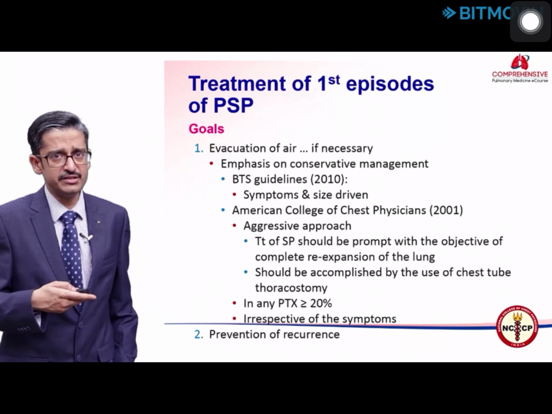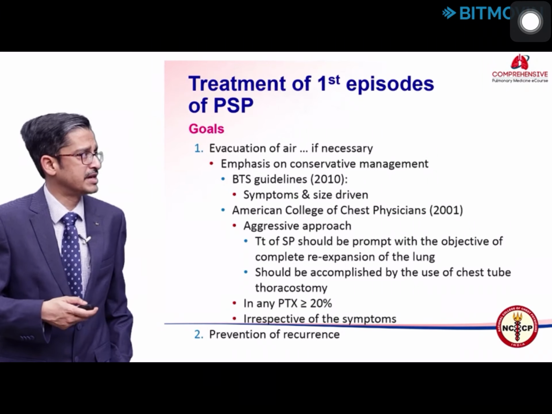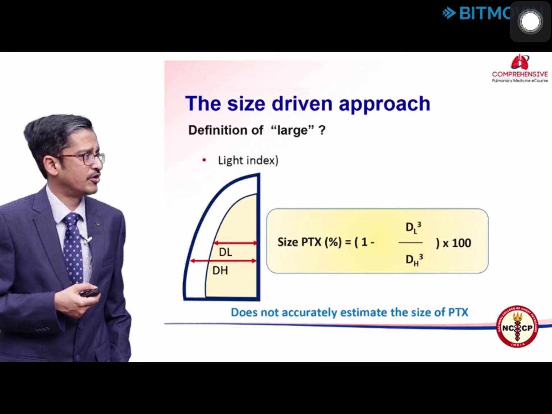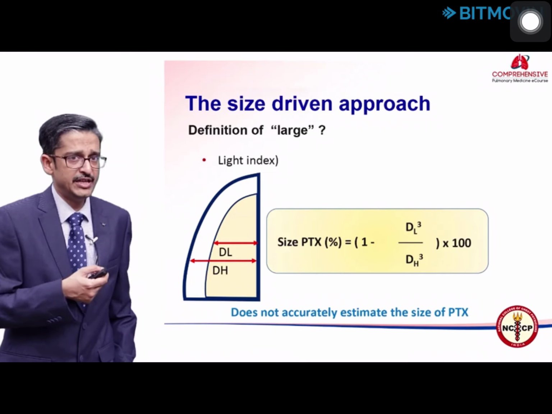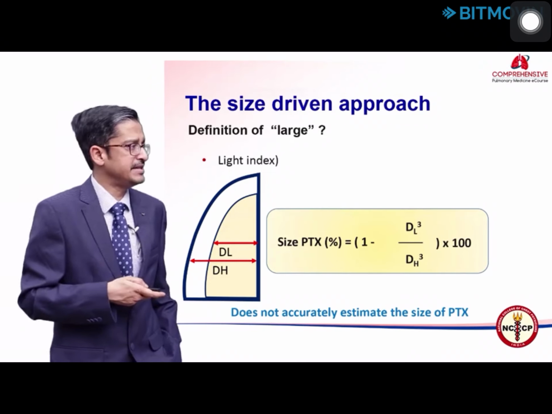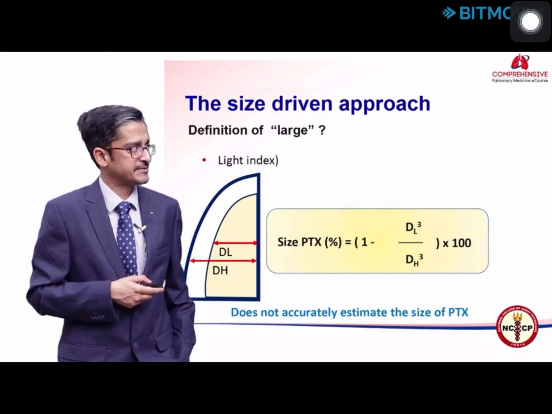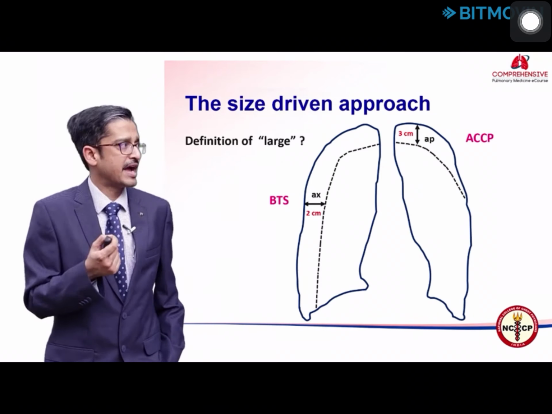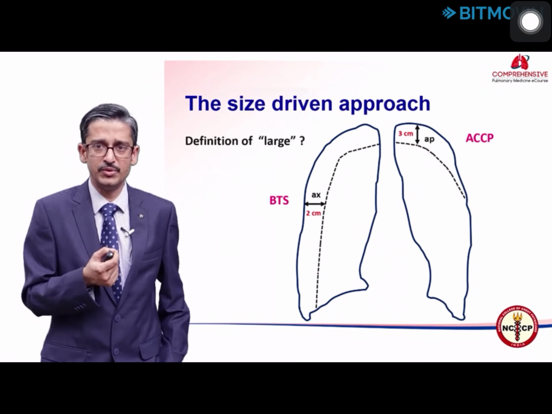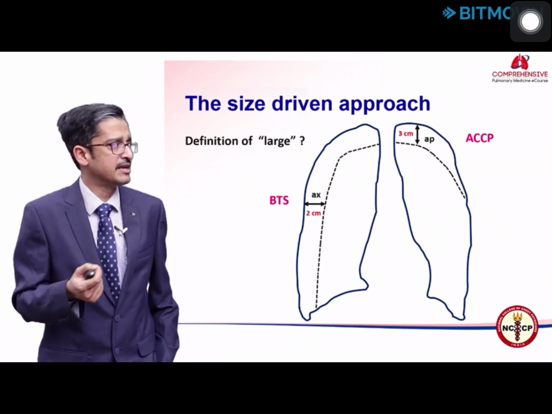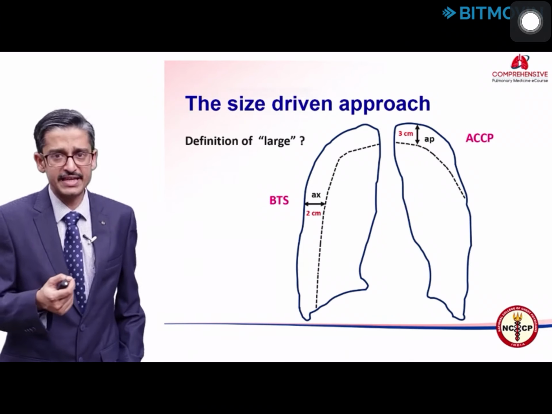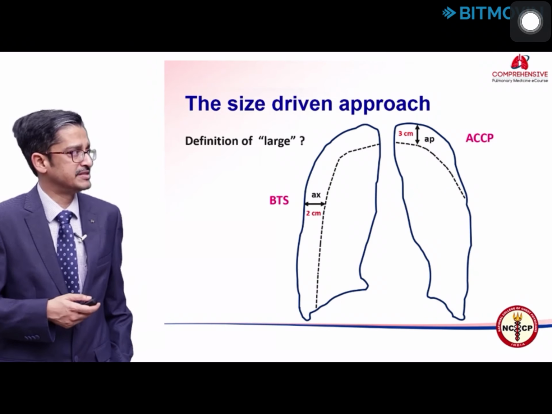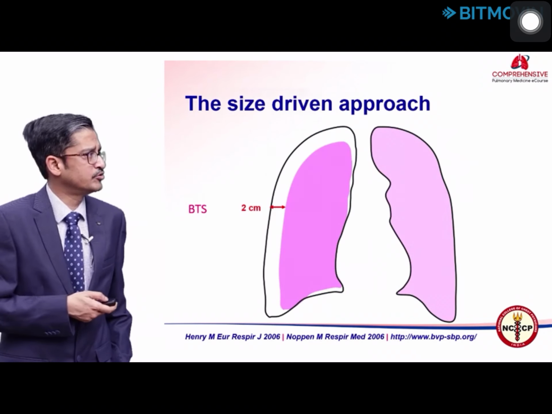In prevention of recurrence, you discuss the various groups, and I'm going to do that in a minute. So this is the size-driven approach. This is the Light's Index, and you can see the calculation on there. Unfortunately, even though this is effective, it does not accurately estimate the size of the pneumothorax. So in the size-driven approach, the problem is, what do you define as being large? And you can see there's a discrepancy between the American College of Chest Physicians guidance and the BTS guidance. The BTS calls anything more than 2 centimeters as being large, whereas the ACCP calls anything more than 3 centimeters as being large.